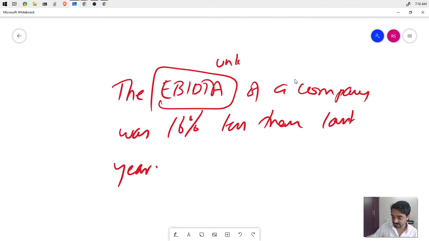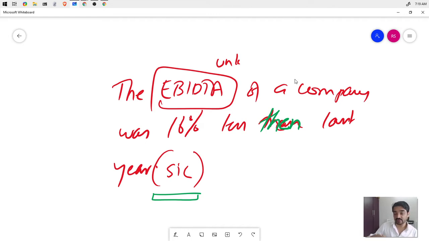The EBITDA of a company was 16% less than the last year, and let's say we add a sic here, and let's change this to E. Okay, so I'm writing THEN, and you know this is wrong, right? The EBITDA of a company was 16% less than last year, and then we write the sic. If you don't know why sic is written, it is generally written to tell you that I am writing it exactly how the author intended, or how the author spoke, and I know there's a mistake, but I'm writing it because that is how the author spoke. That's why we use the sic, right?